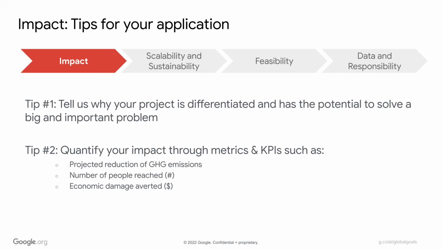The tip here is to include clear, quantifiable metrics to show how you will measure your project's impact. These quantifiable metrics are also synonymous with key performance indicators, or KPIs. Some examples of KPIs could include the projected reduction of greenhouse gas emissions, the number of people reached, or the economic damage averted by your proposed solution. Additionally, demonstrate how your project is different from previous or similar approaches and how you believe it will lead to transformational impact. Help us understand why your project is an amazing idea.